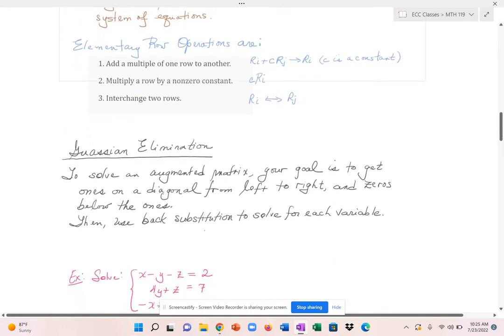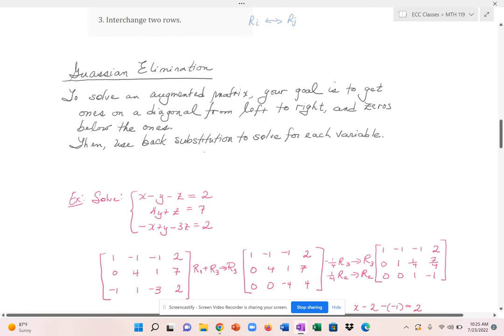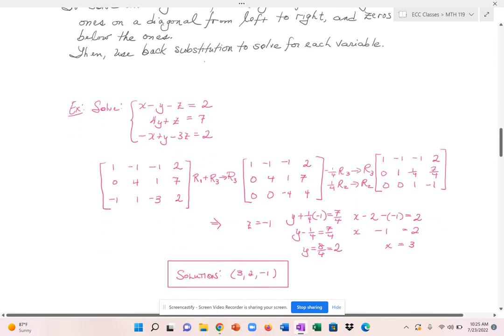The way we're going to accomplish this is called Gaussian elimination. We're going to use some elementary row operations in order to accomplish that. And what you do will depend on the numbers that are presented to you. Not every one of these will be done the same way. So here is the augmented matrix of that system of linear equations.